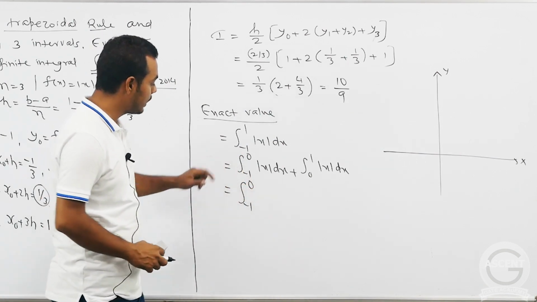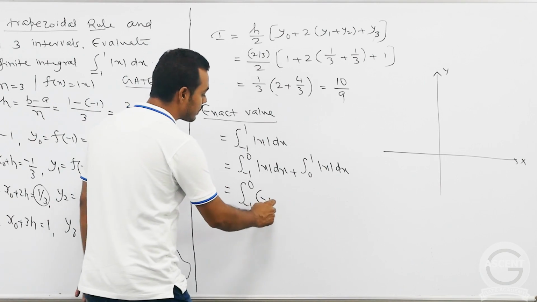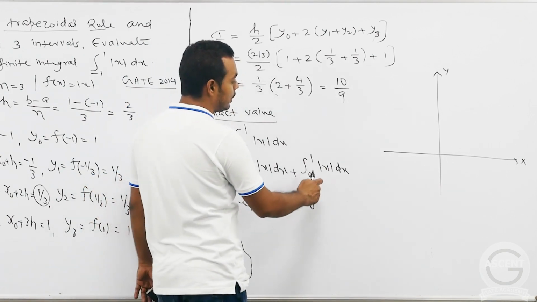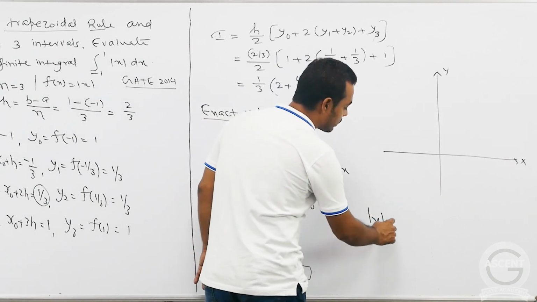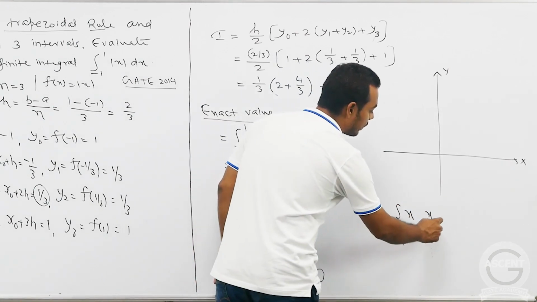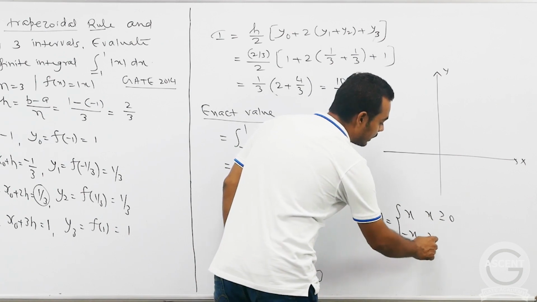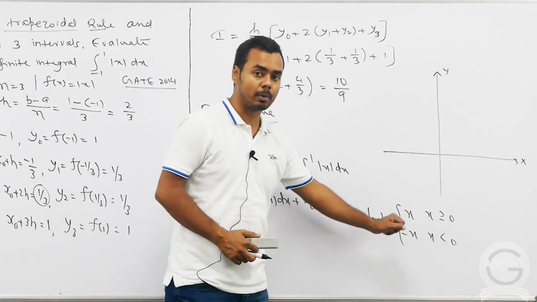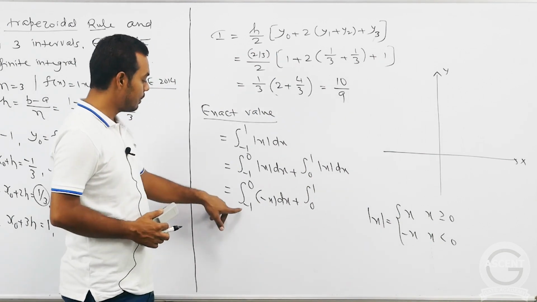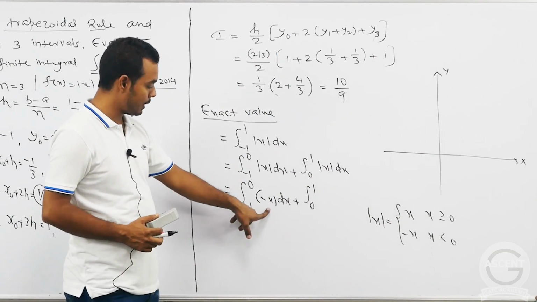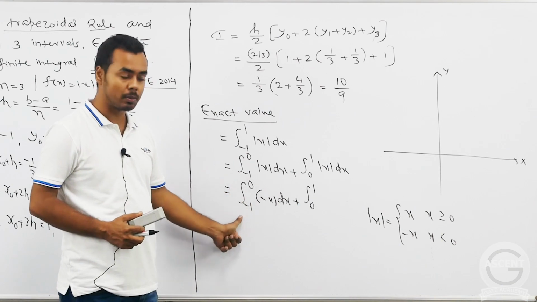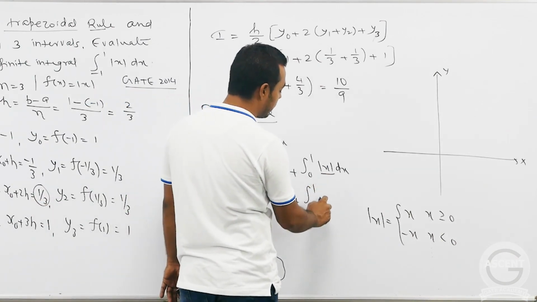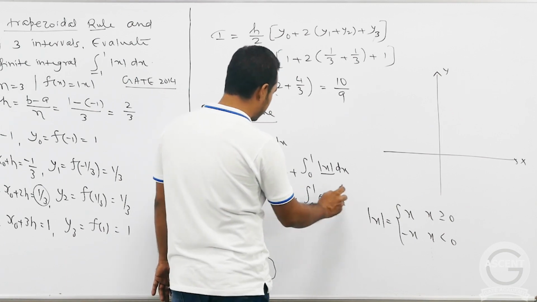Now we know that mod x is minus x if x is negative. So when x is from -1 to 0, in place of mod x we can write minus x, plus the integration from 0 to 1. This is the definition of mod x. Mod x is x if x is positive and minus x if x is negative, because if x is negative then minus x will be positive. Now when x is positive, mod x will be simply x dx.